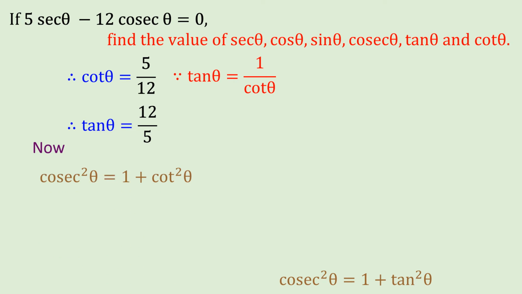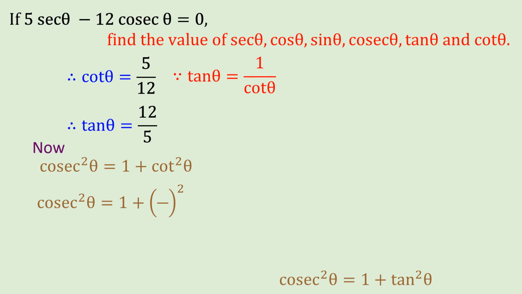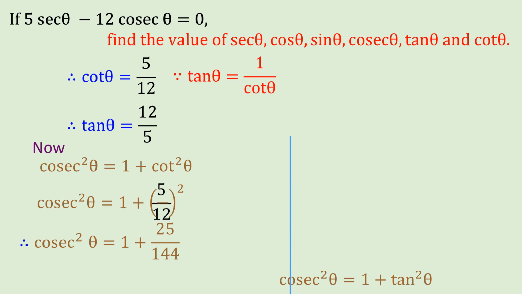So now we will find cosec theta, and for that we know the identity cosec square theta equals 1 plus cot square theta. We can do the substitution here. The cot theta value we have on top will come down. We will get cosec square theta equals 1 plus (5 upon 12) square, which simplifying further gives cosec square theta equals 1 plus 25 upon 144. 5 square is 25 and 12 square is 144.